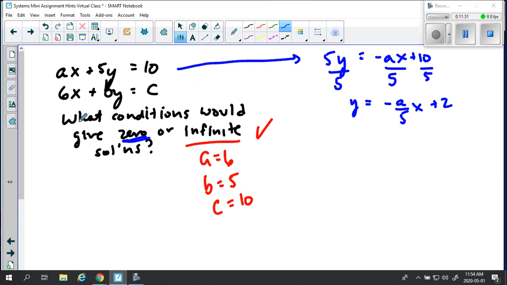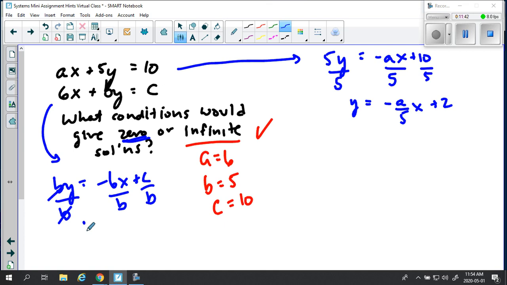And I can do the same thing with this equation. So I can go by is equal to negative 6x plus c, and I can divide this by b. So you just go through with it like it doesn't even matter that there's no numbers there. So 6 over b is x, and c over b is there. Okay. So this is the first equation in this nice format, and here's the second equation.